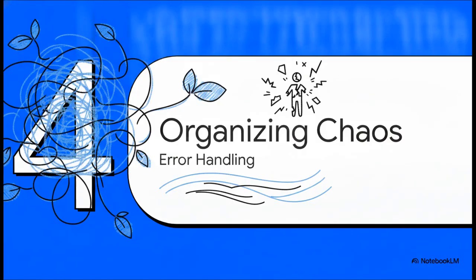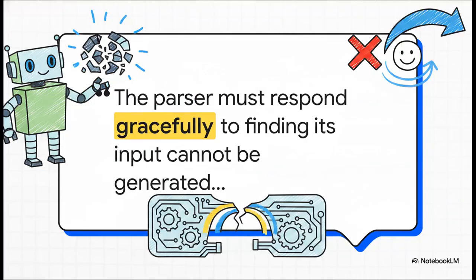Section 4, Organizing the Chaos. So we have our rules, and we have our trees. But what happens when the human breaks the rules? I absolutely love this quote from the source text. The parser must respond gracefully to finding that its input cannot be generated by its grammar. It's incredibly reassuring, isn't it? The compiler isn't some angry judge punishing you for missing a semicolon. It's actually a system built with the full expectation that you will make mistakes.